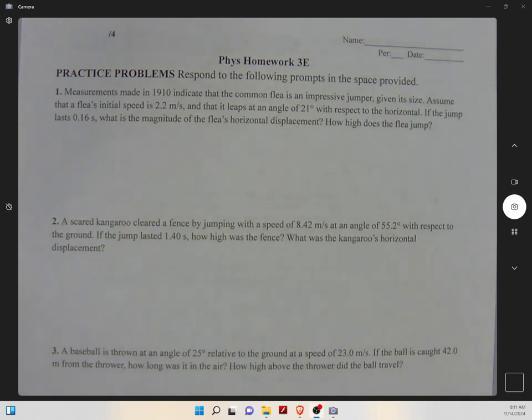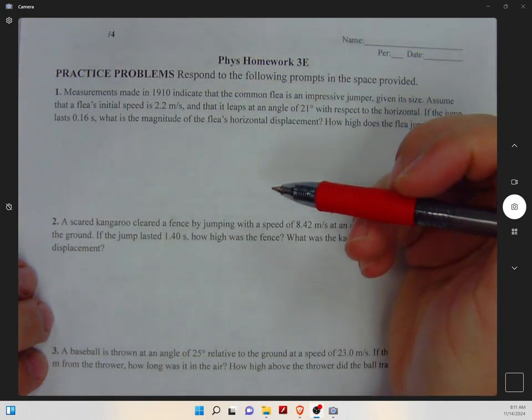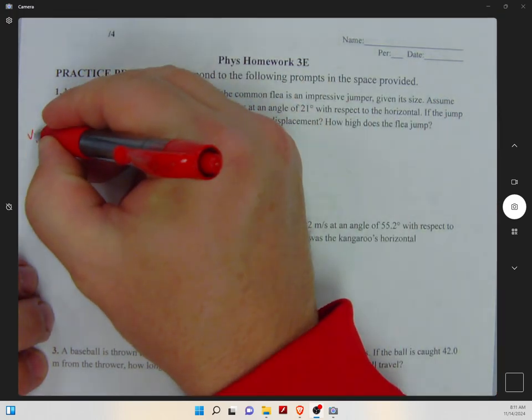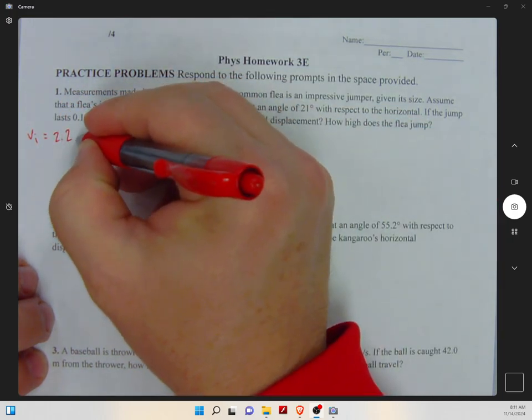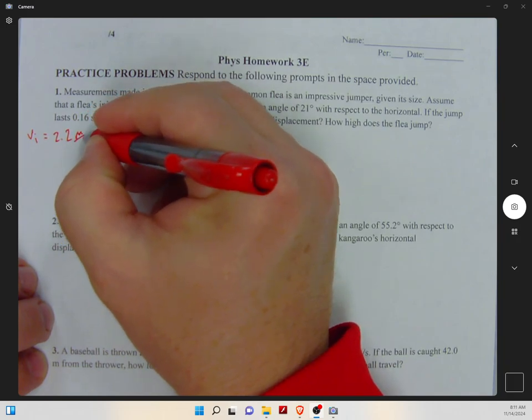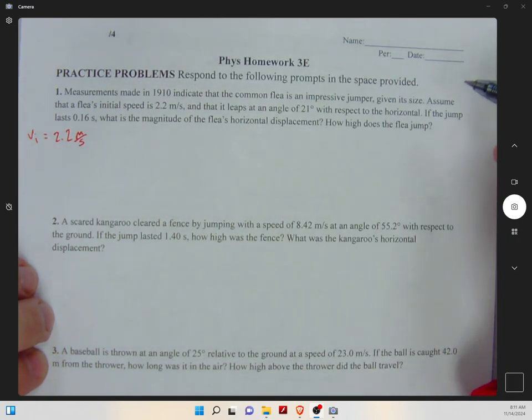Alrighty, let's go through the homework that you just turned in. So, number one, measurements made in 1910 indicate that the common flea is an impressive jumper. Awesome, given its size. Assume that a flea's initial speed, right? So we immediately know initial velocity is 2.2 meters per second.